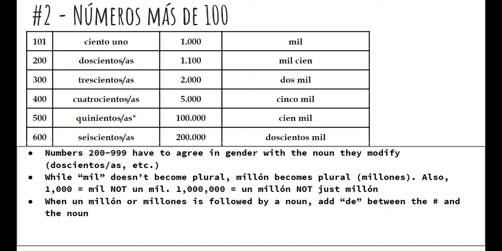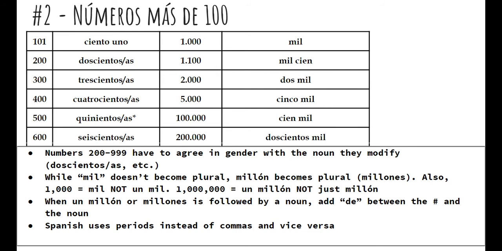And also when un millón or millones is followed directly by a noun, now this is only if there's no other parts of a number afterwards, I don't worry about it. But if it's right afterwards by a noun, they will typically put a de between the number and the noun. So, for example, something like 8 million cars, 8 millones de carros. If it was 8,375,923 cars, they could put it there, but they often drop it.